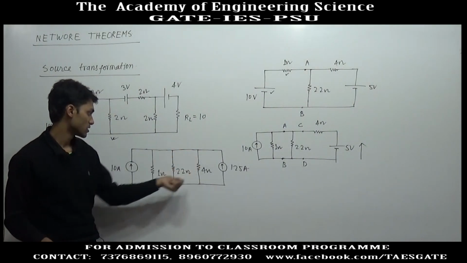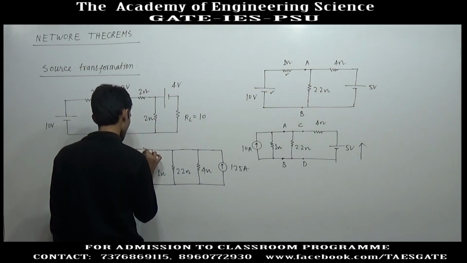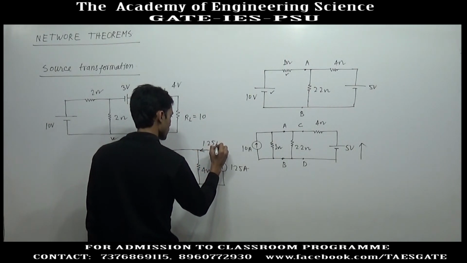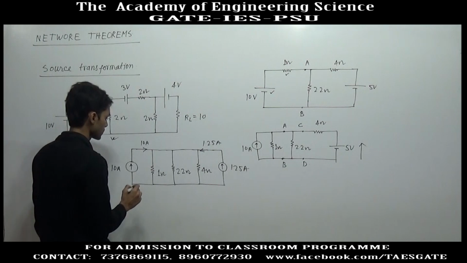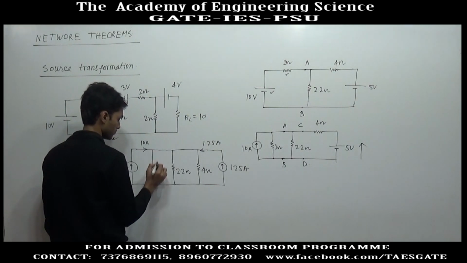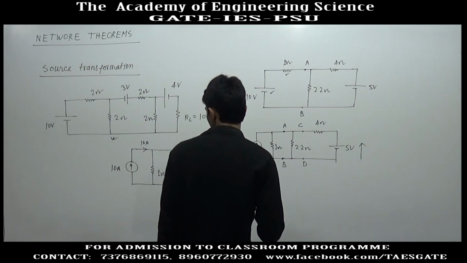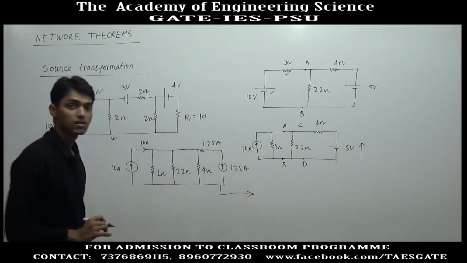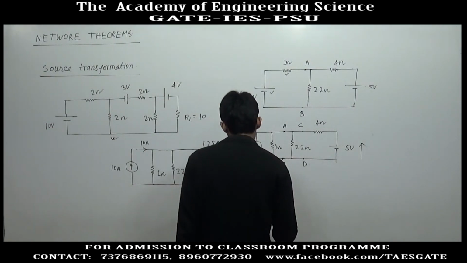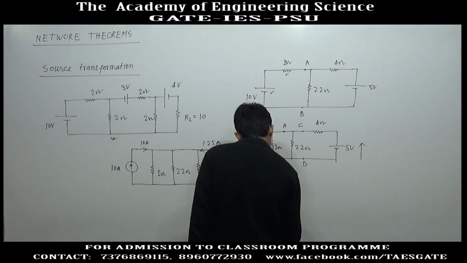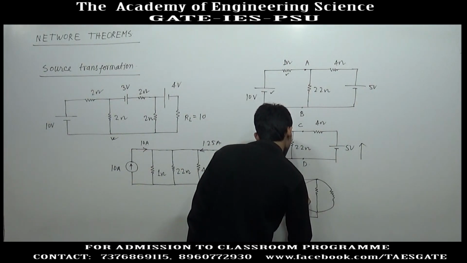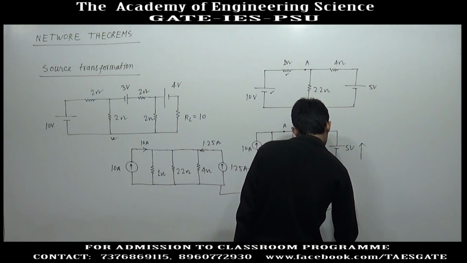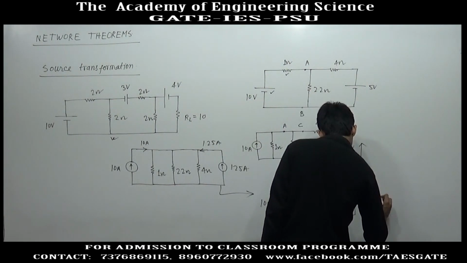These three resistances are connected in parallel. 10 ampere current will come from here, and 1.25 ampere from here. So I am again drawing this circuit, but that will look easy to solve. I am making it as 10 ampere. This is 1 ohm, this is 2.2, and this is 4, 1.25 ampere.